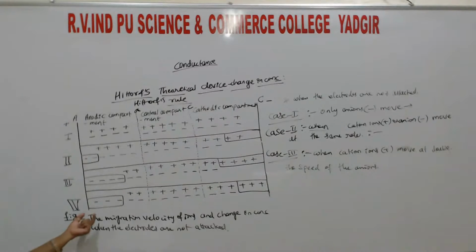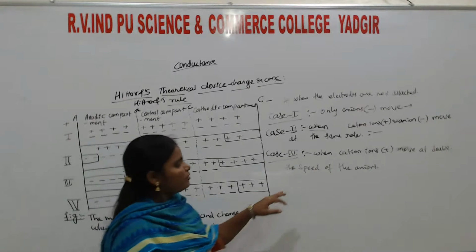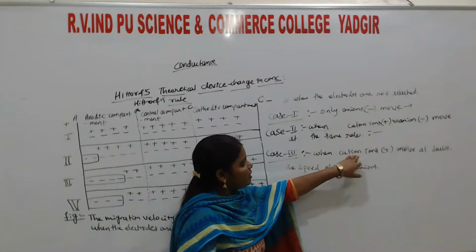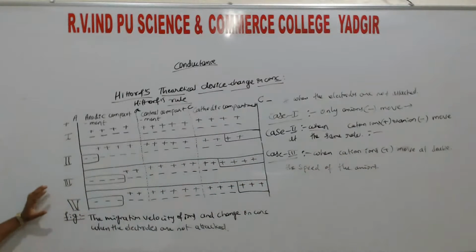Here the two cations from the anodic compartment leave and enter the cathodic compartment, and the speed of the anions is half of the speed of the cations. Already you know the heading: the cation is at double the speed of the anions. Here the anion speed is half of the cations.